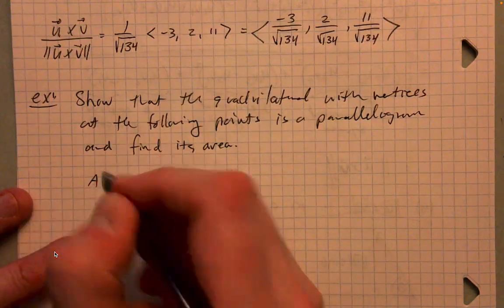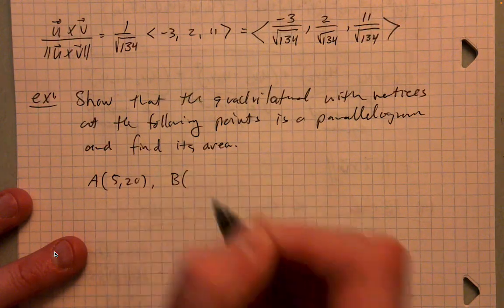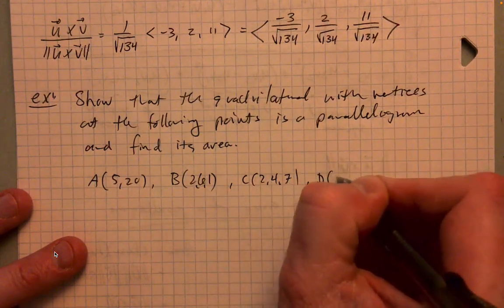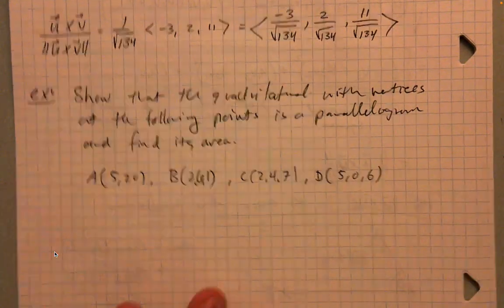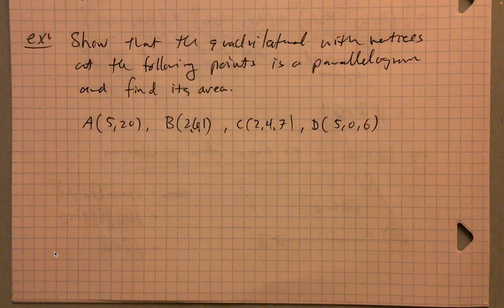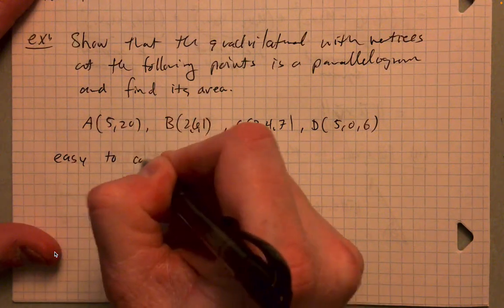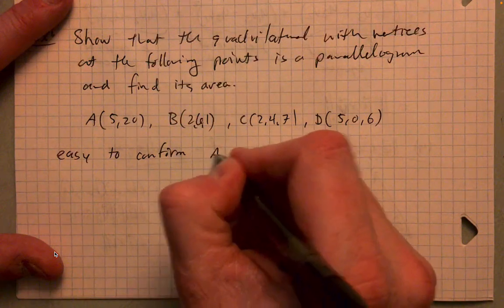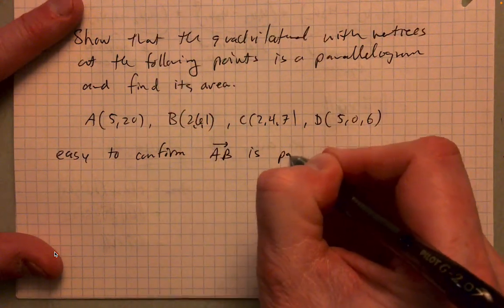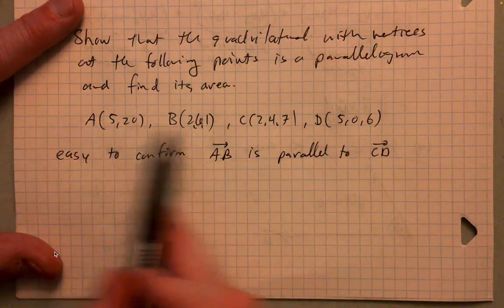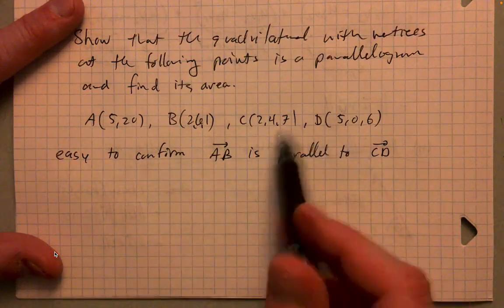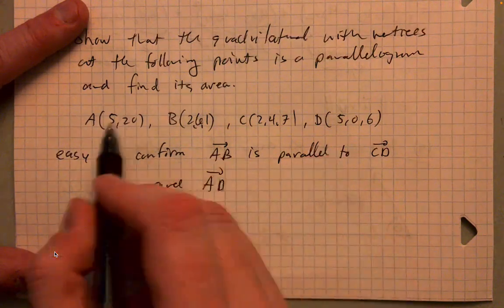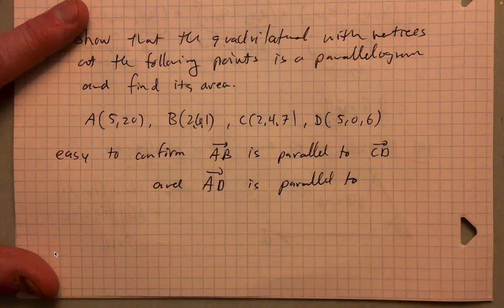So the points are: A is (5, 2, 0), B is (2, 6, 1), C is (2, 4, 7), and D is (5, 0, 6). So you've got these 4 points. You can pretty quickly confirm, and I'll leave this to you, it's basically a slope argument, that AB, the line formed between these 2 points, is parallel to CD. These two together form a line, and it's parallel to the line formed by these other two. And if you take A to D, that's parallel to CB.